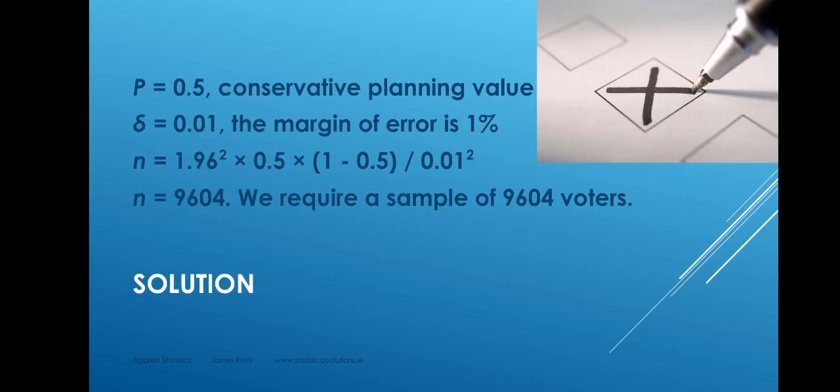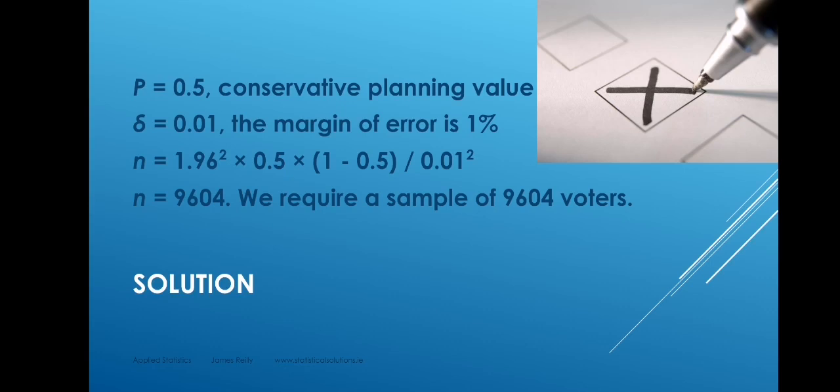So we lay out the problem like this. P is 0.5, that's our conservative planning value. Delta, the margin of error, is 0.01. We write it as a decimal. We substitute those values into the sample size formula, and we get 9,604. It's an integer, so we can just present that as the answer. 9,604 is the answer. That is a large sample. That's going to be costly to survey that many voters.